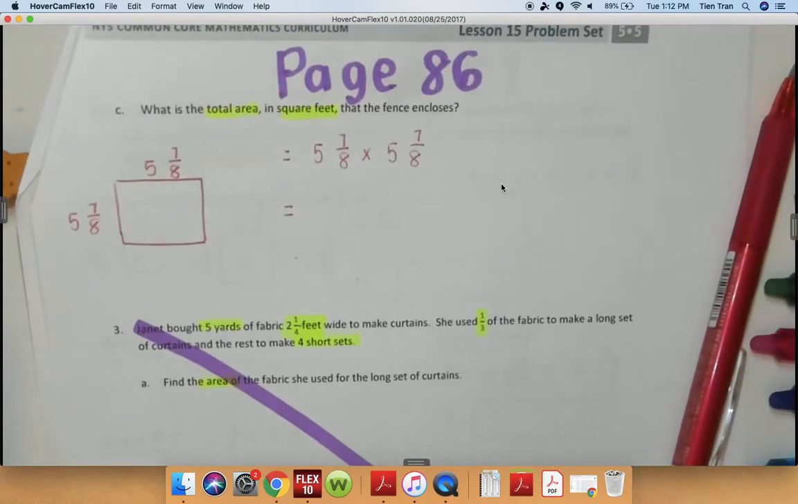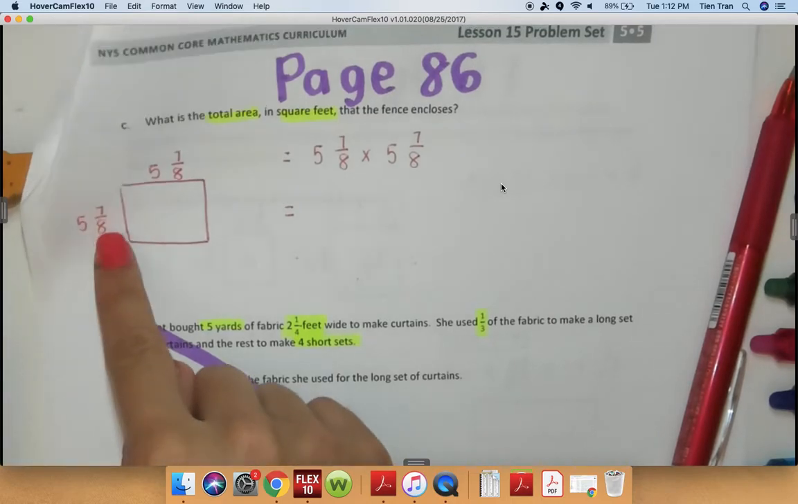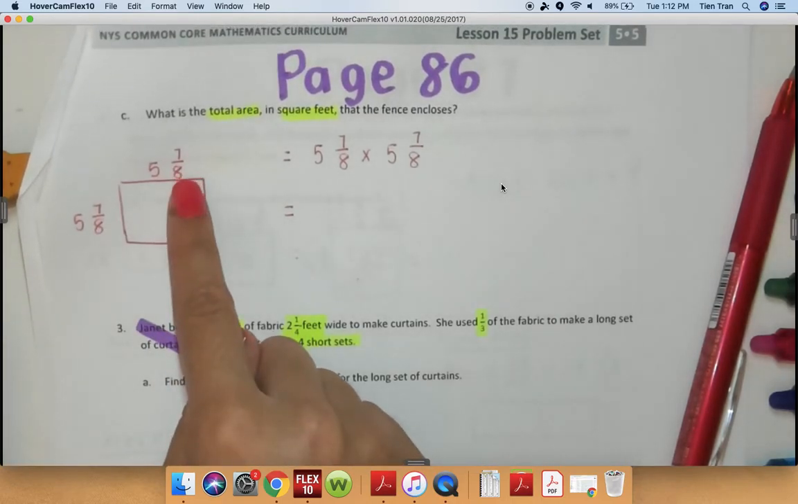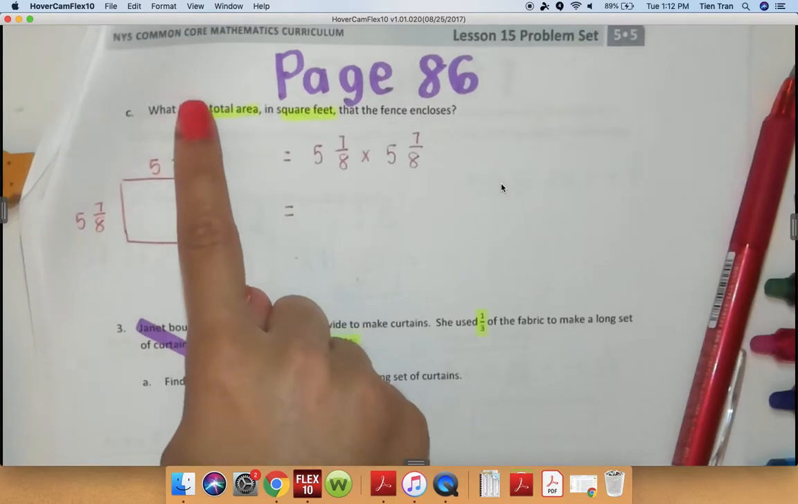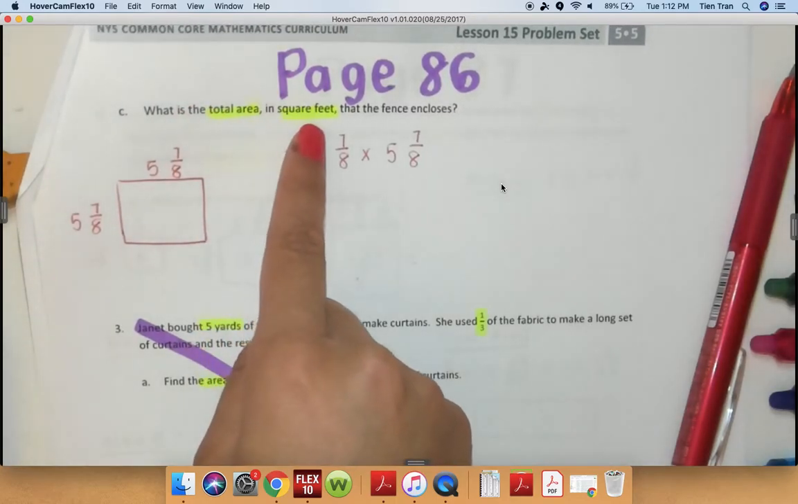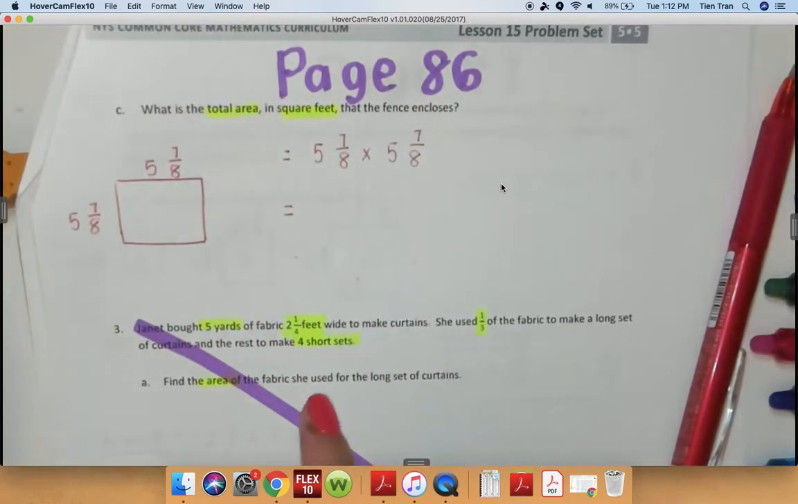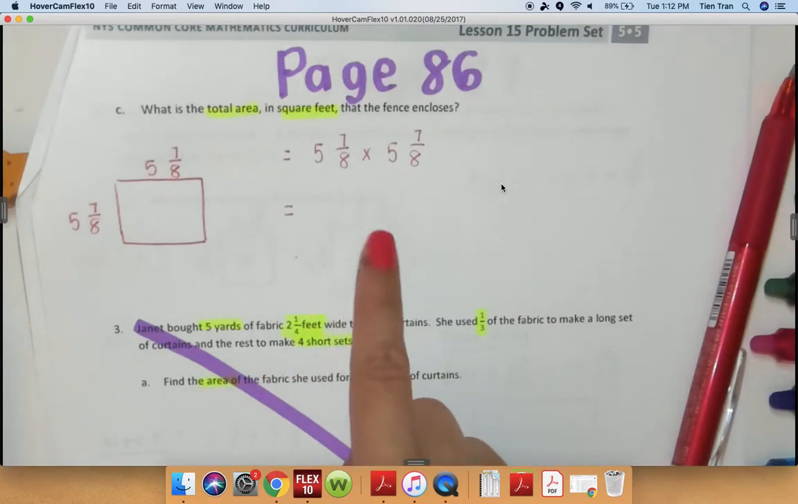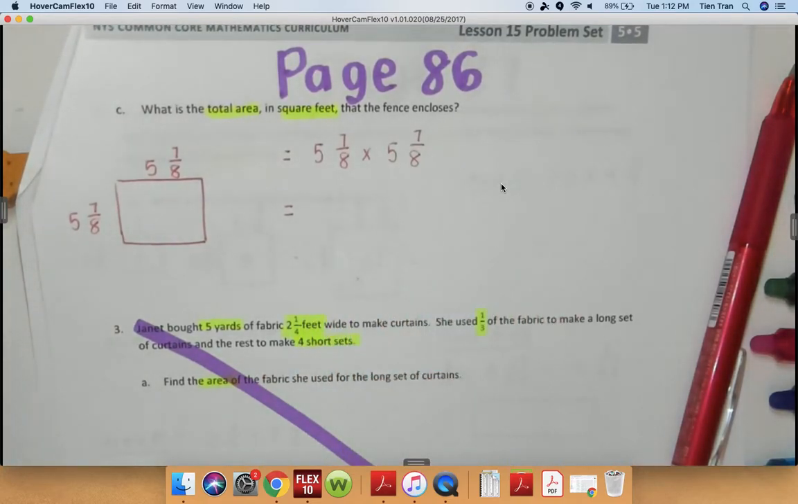We are on page 86. Just a while ago, we solved for problem B, which is where I got 5 and 7/8 times 5 and 7/8. I'm measuring what is the total area in square feet, the fence that encloses. So the fence that encloses is 5 and 7/8 times 5 and 7/8.